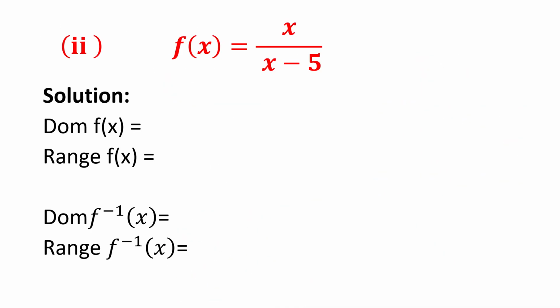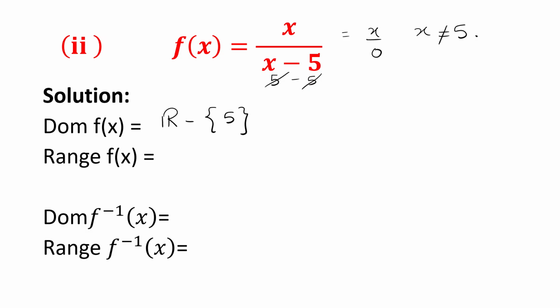The given function is in the form of a fraction, and clearly we can see that when x is 5, the denominator becomes 0, and we know that any number divided by 0 is undefined or it gives math errors. So x should not equal 5. It means the domain will be the set of all real numbers except this 5.